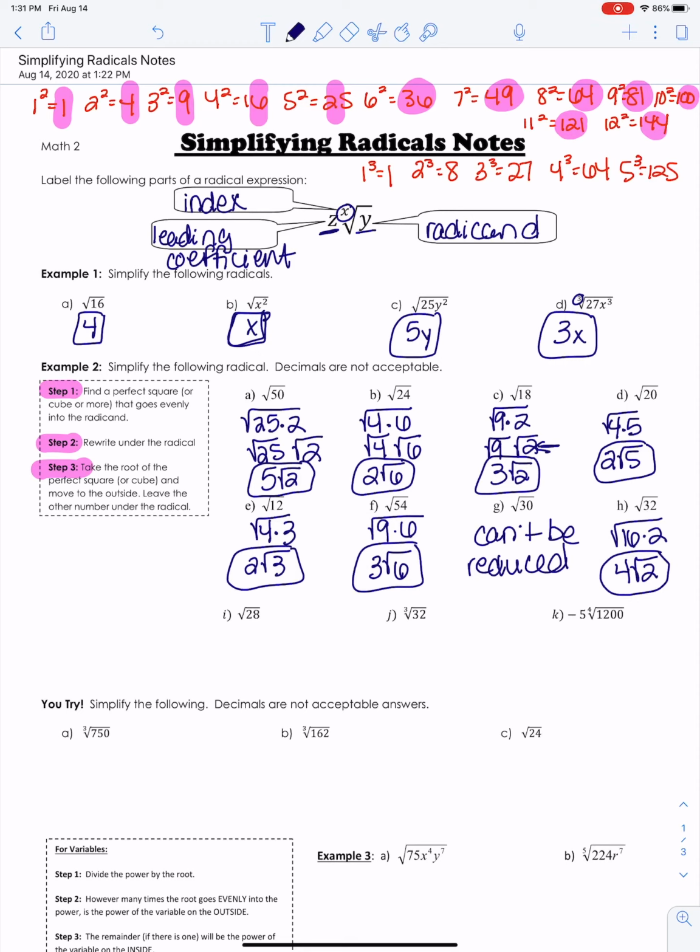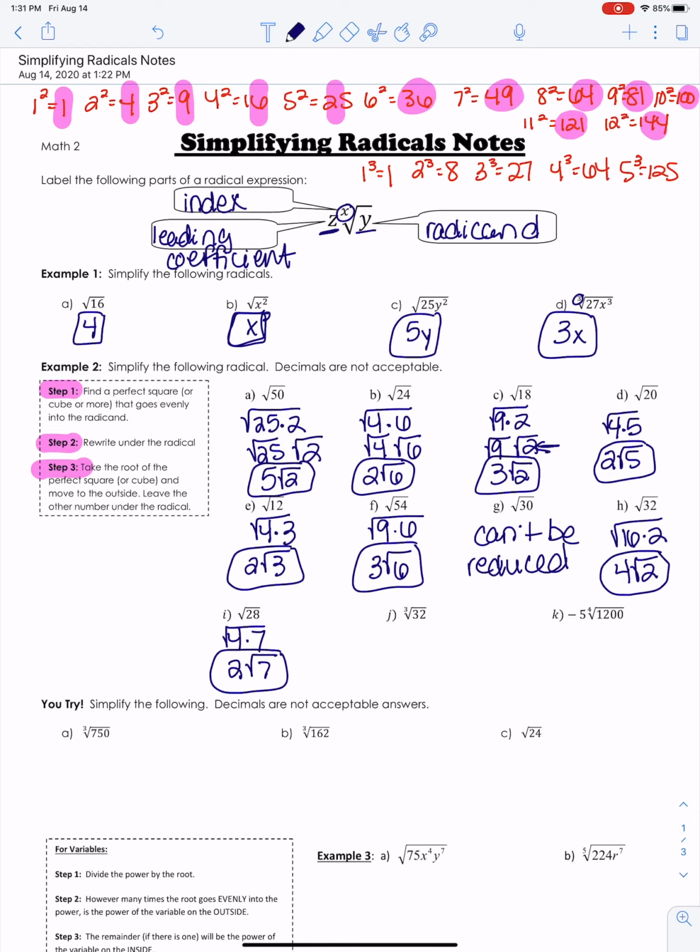Okay, so for example I, you've got the square root of 28. 4 is the biggest number. 4 times 7. 4 is the biggest perfect square, because remember, that's what you're looking for. You're always looking for the biggest perfect square that goes into these. The square root of 4 turns into 2, and 7 is going to stay as a radical.